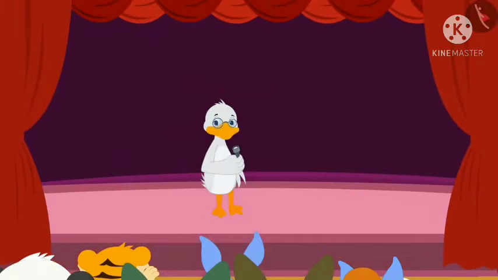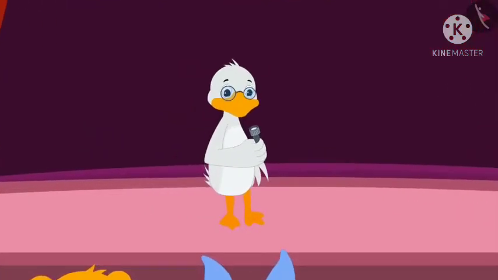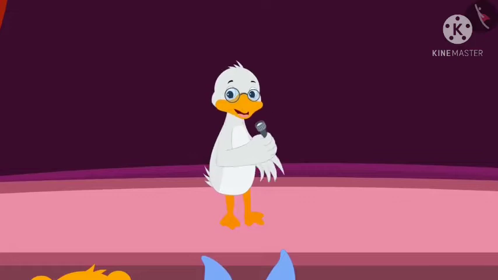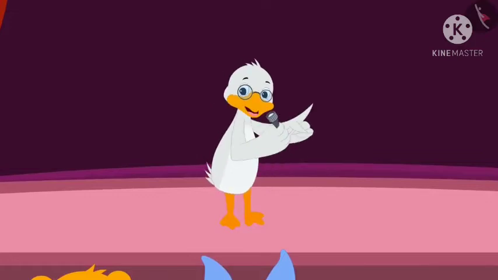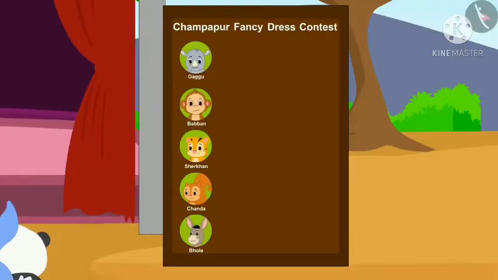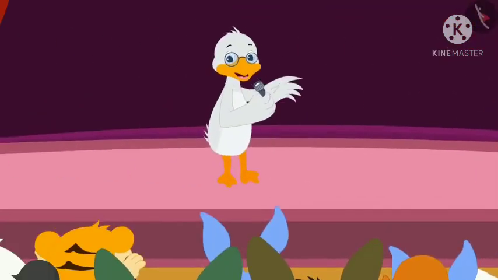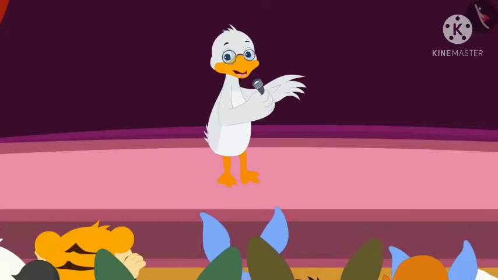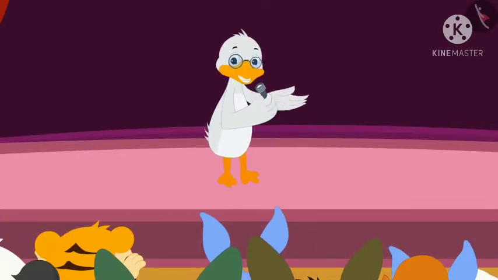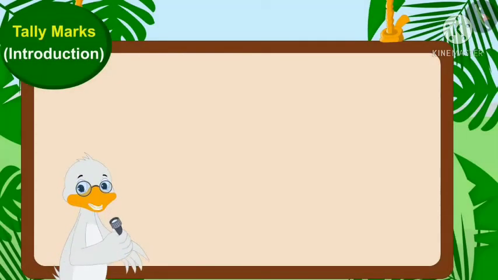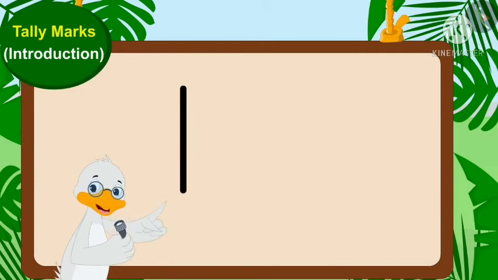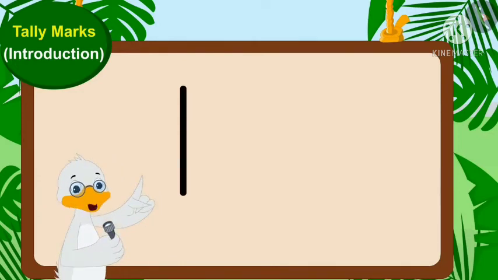Barbole uncle, the host of the competition, told the audience, "The names of all the contestants have been written on the board placed near the stage. You can vote for the contestant whose costume you liked the most. Draw a vertical line like this for the first vote.